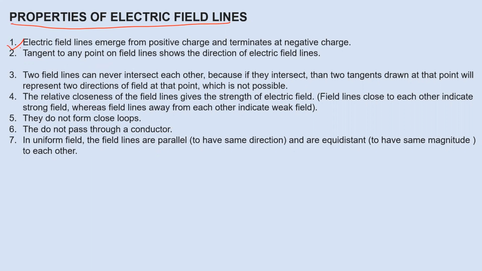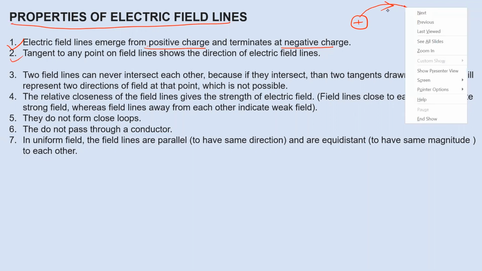The first property we have already seen in the last video also, that electric field lines start from the positive charge and end at the negative charge. So if you have a positive charge here and a negative charge here, it will start from the positive charge and it will terminate at the negative charge. Clear?